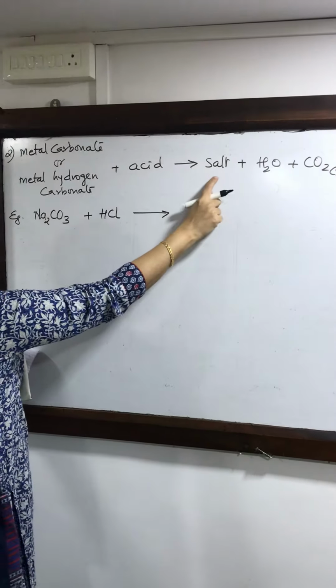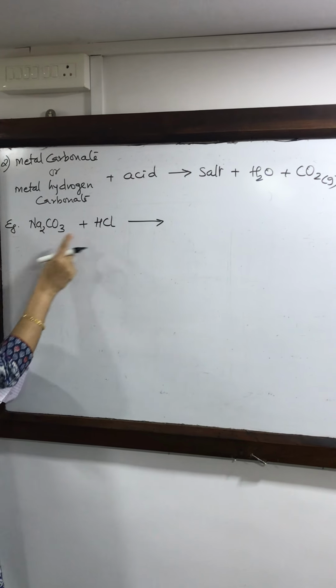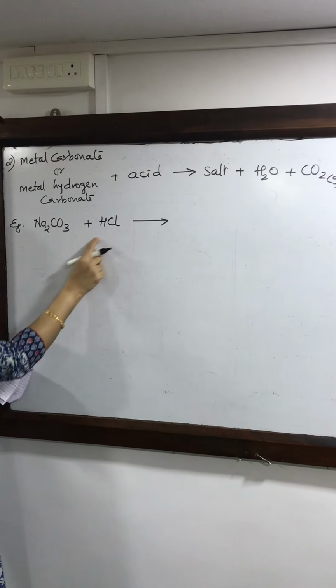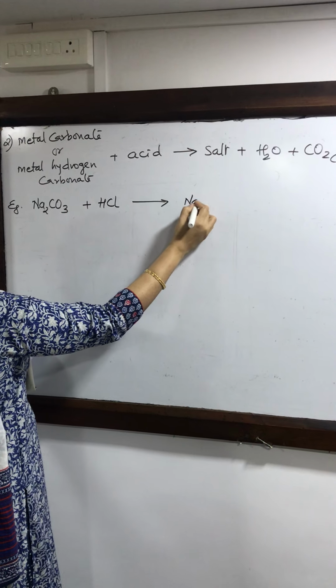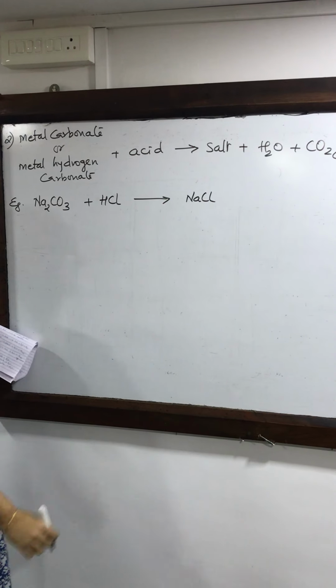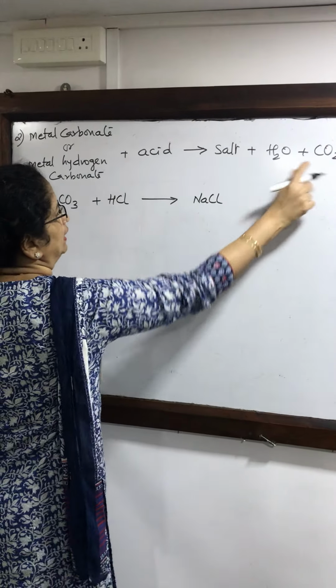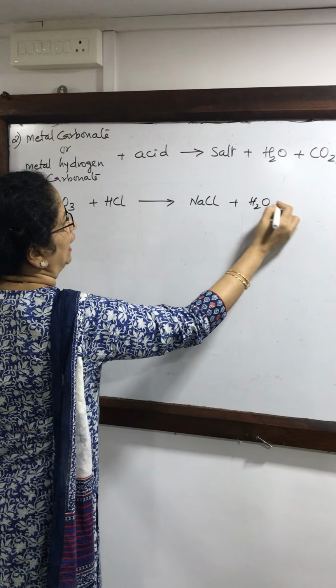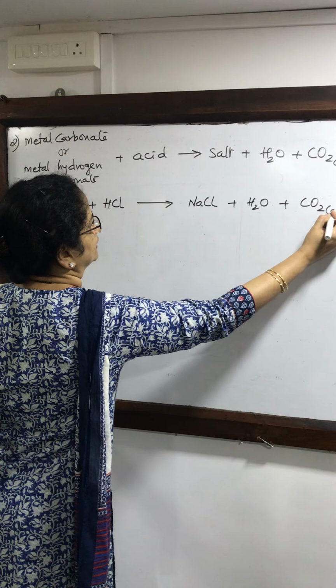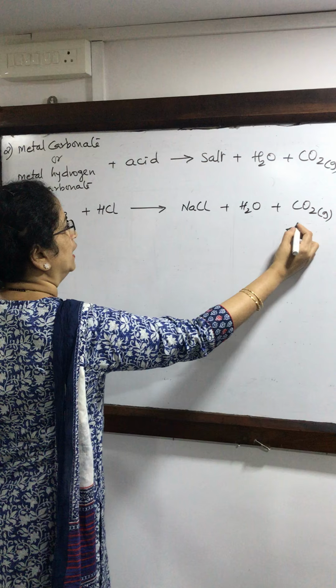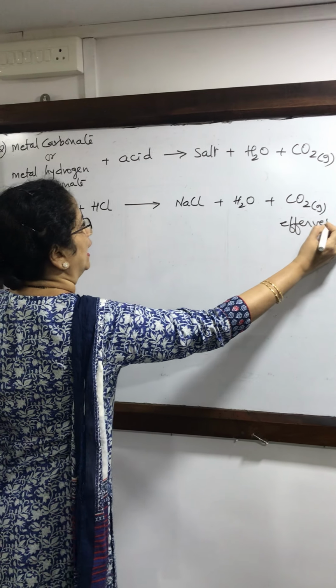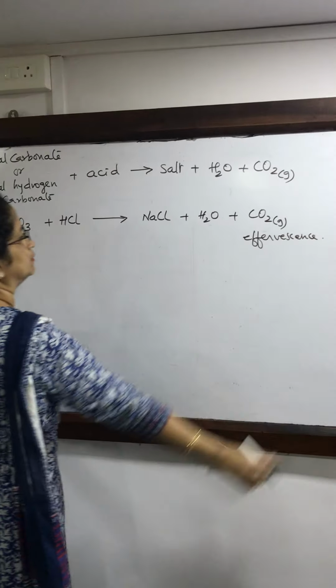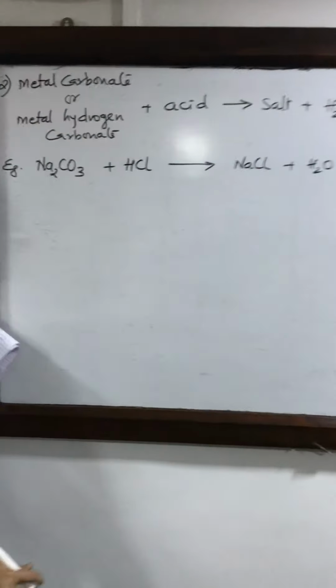Then the salt that you will get will be obtained by double displacement reaction, and the salt is sodium chloride. Along with this, you will get water and carbon dioxide gas. So you will again see effervescence. Effervescence means bubbles, brisk bubbles of carbon dioxide gas.